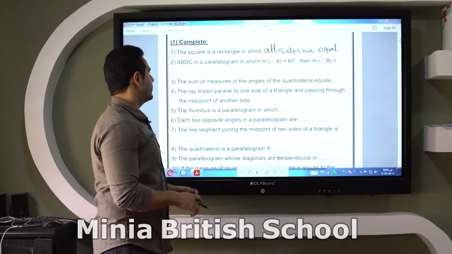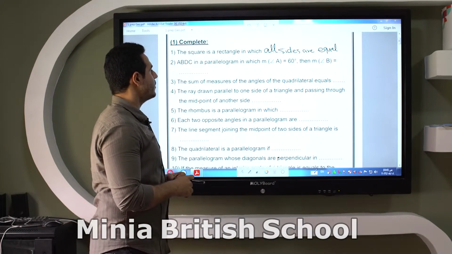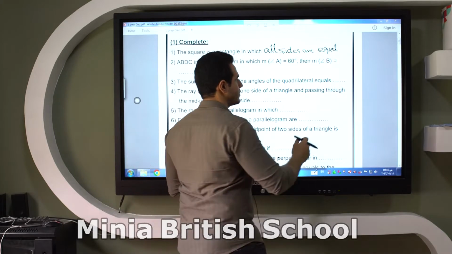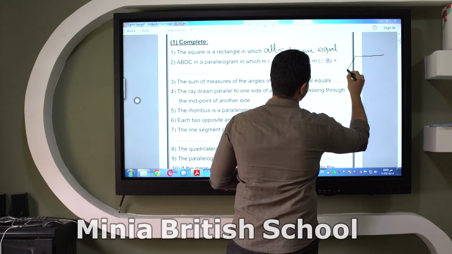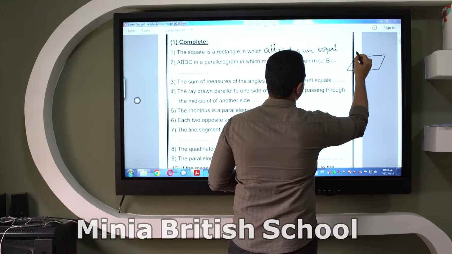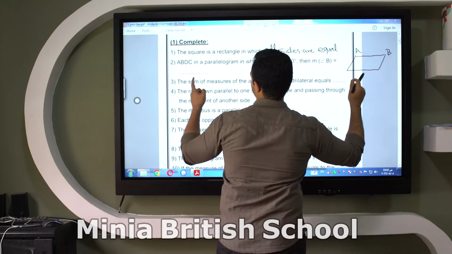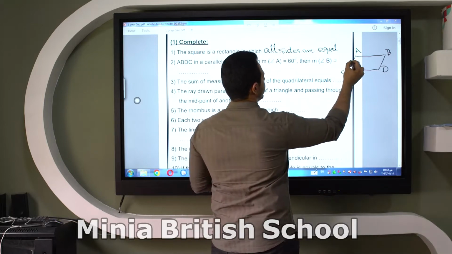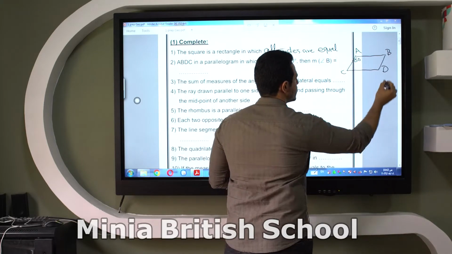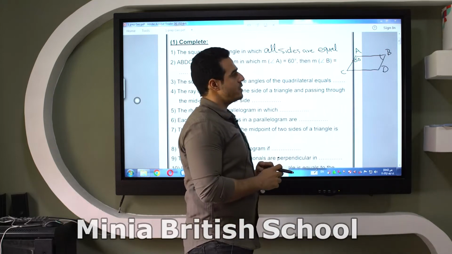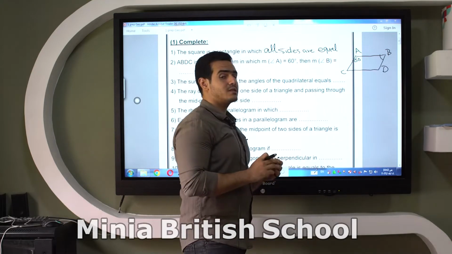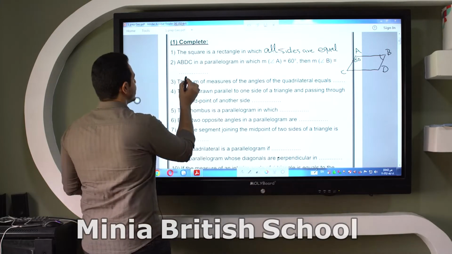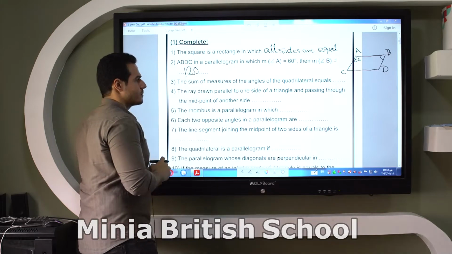Number 2, ABDC is a parallelogram in which the measure of angle A equals 60. Then the measure of angle B equals what? Let's draw this parallelogram. A, B, we have ABDC, DC. The measure of angle A equals 60. So the measure of angle B equals what? A and B are two consecutive angles, their sum must be 180. So the measure of angle B equals 180 minus 60 equals 120.